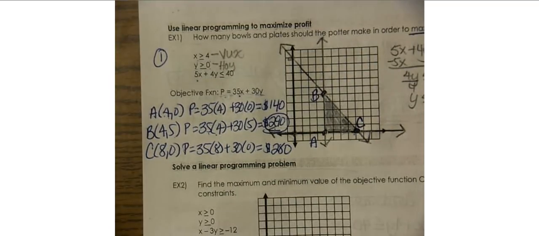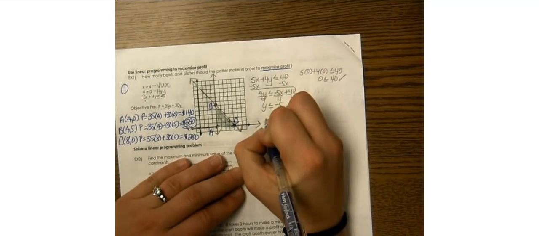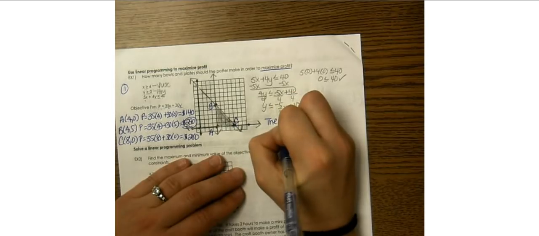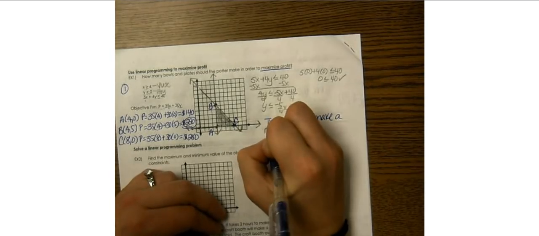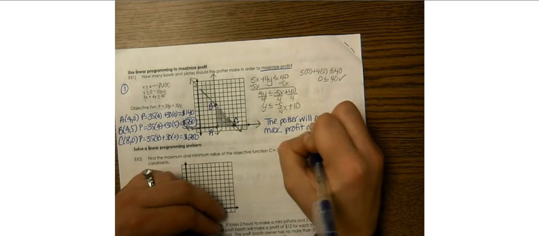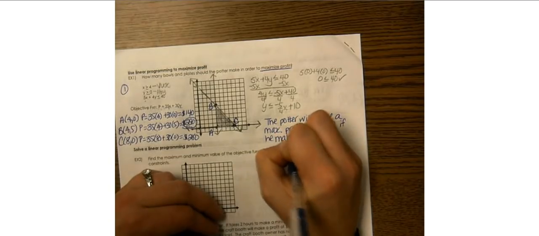So on the side, I'm going to say that the potter will make a maximum profit of $290 if he makes 4 bowls and 5 plates.